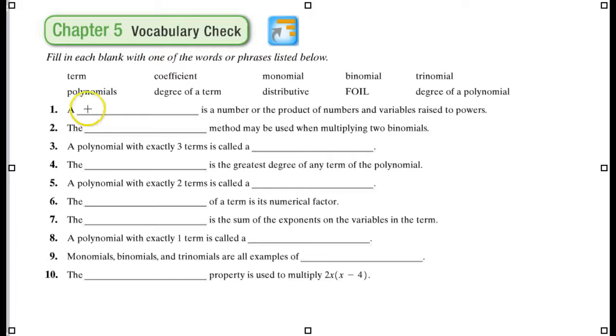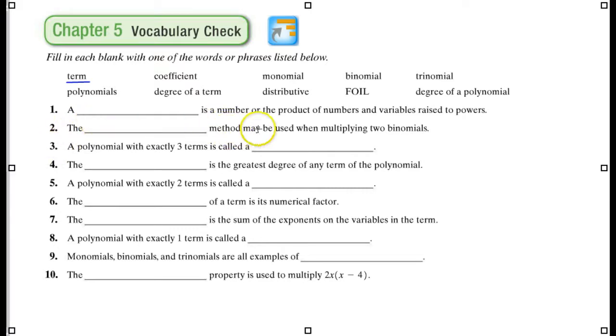So for number 1, what is a number or a product of numbers and variables raised to a power? I believe that's a term. Now I've defined terms as a series of expressions, the items that are separated by either a plus or a minus, those are the terms.